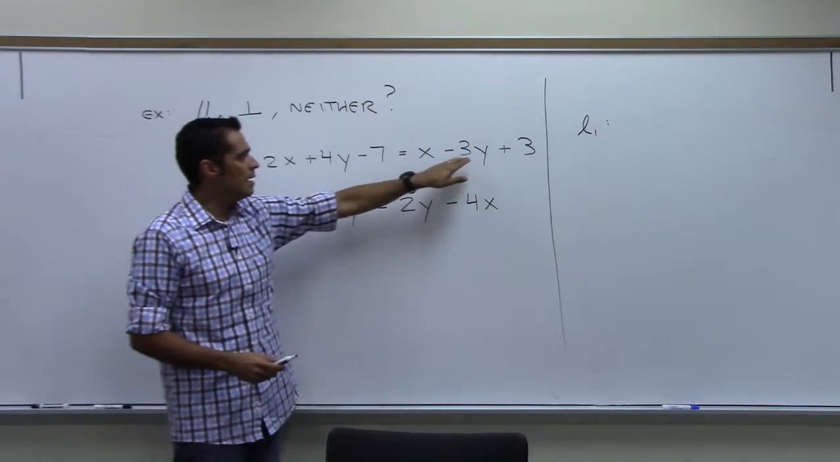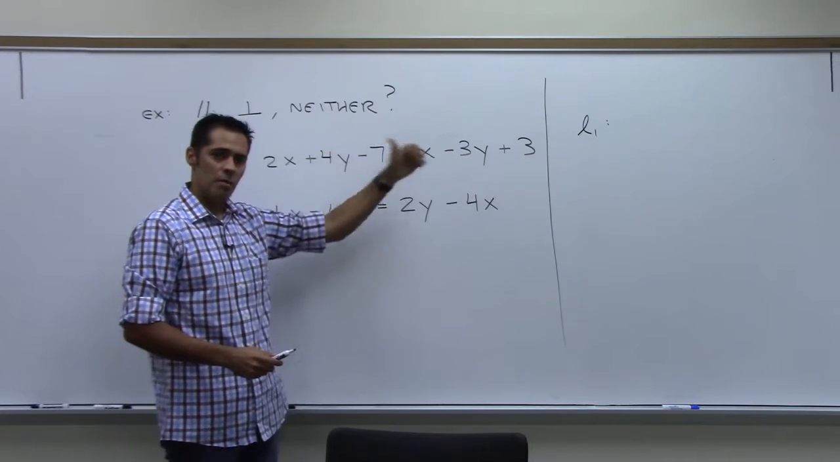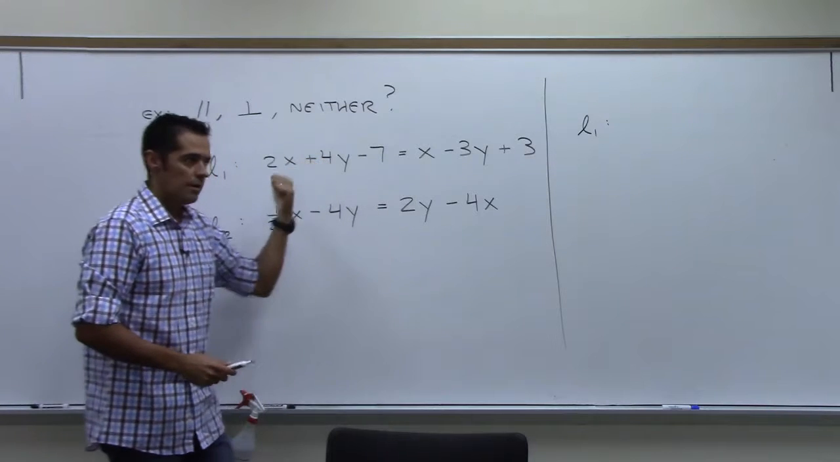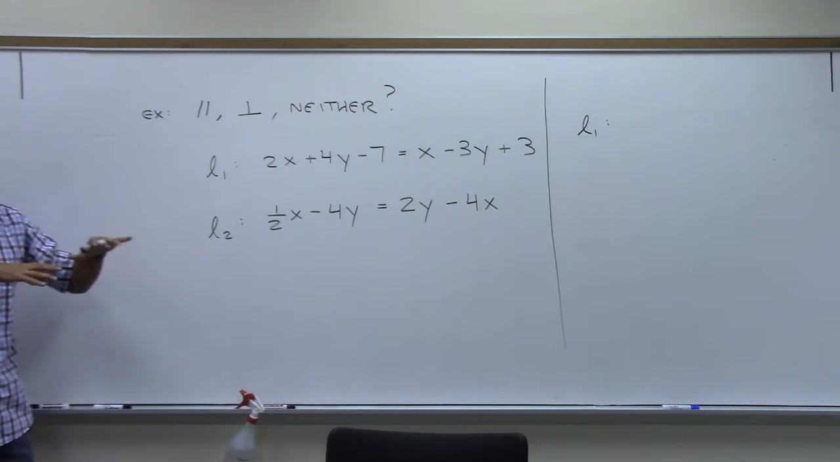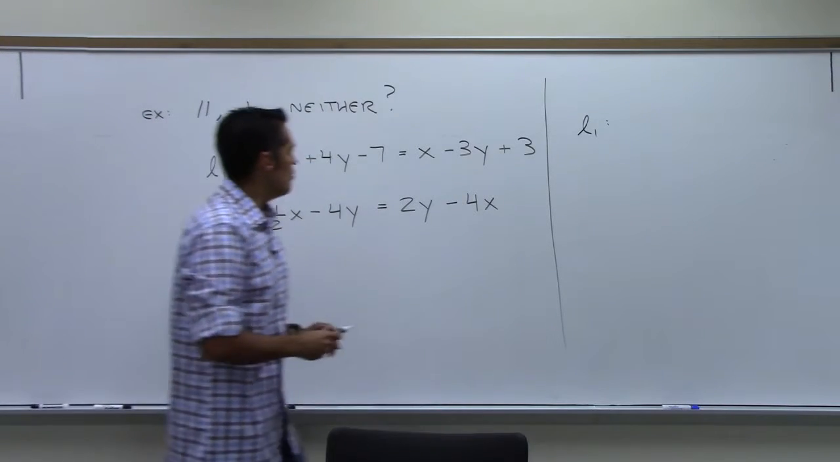And then this had a negative 3y on this side, and I want that to come to this side, right? So I would add 3y to both sides. Okay, so I'm not going to show all of that work because that's something you could do on your own. But let me just write down what it would be.